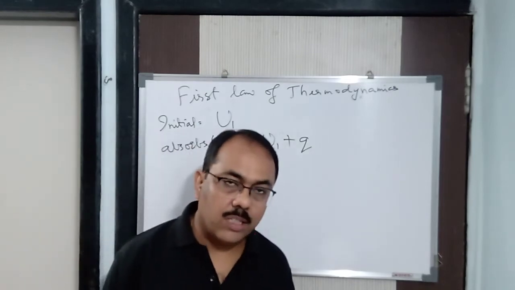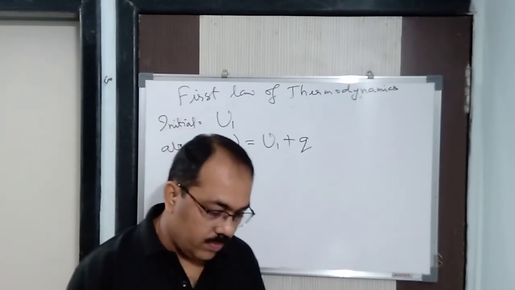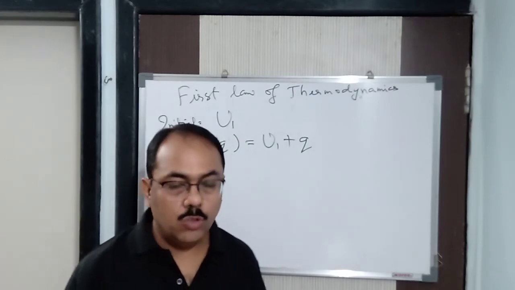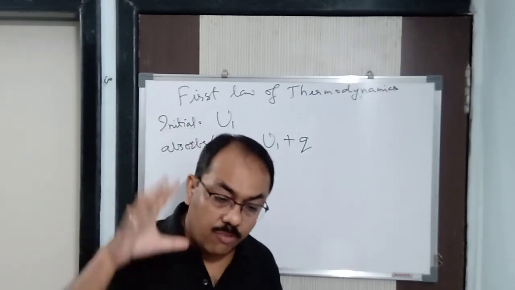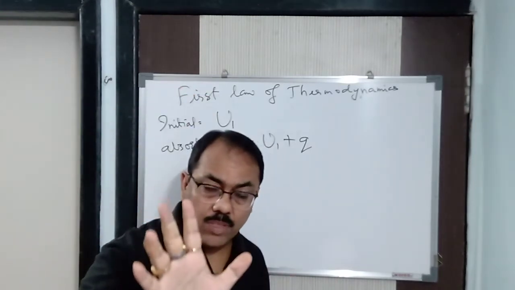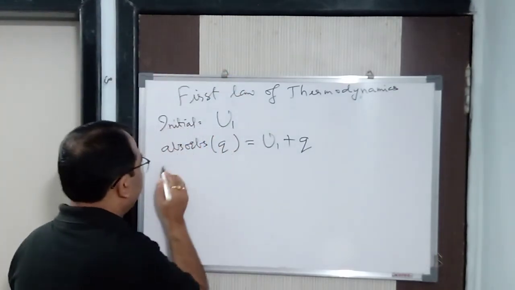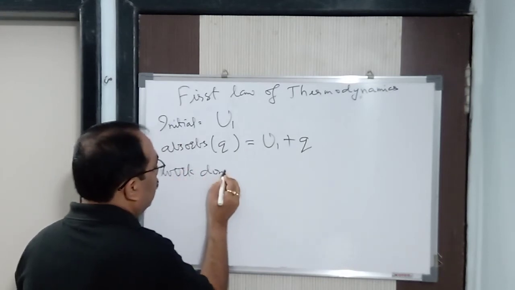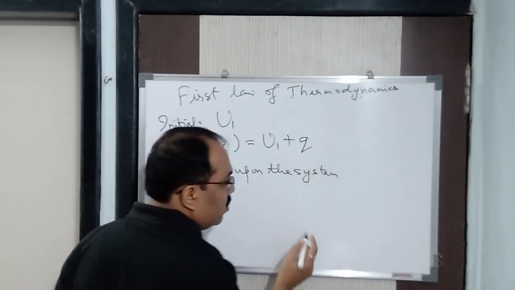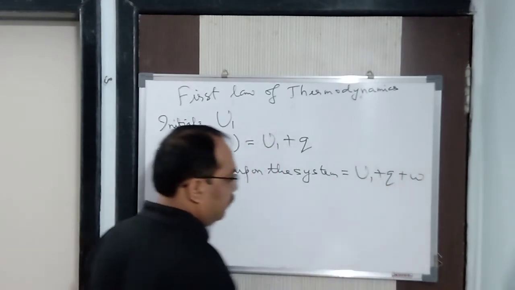Now if further work W is done on the system, then the internal energy will further increase to U1 plus Q plus W. Understood? The work W is done upon the system, not by the system. When the work is done upon the system, the work done is positive. So the internal energy will be U1 plus Q plus W.